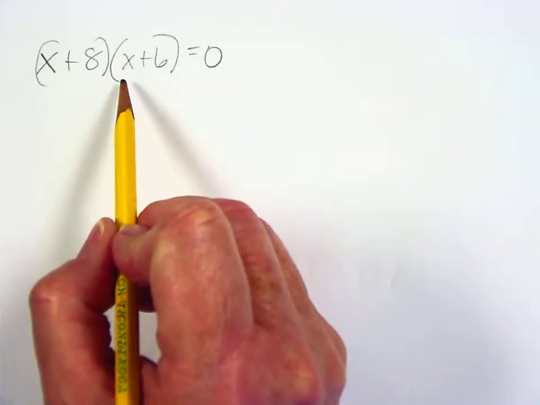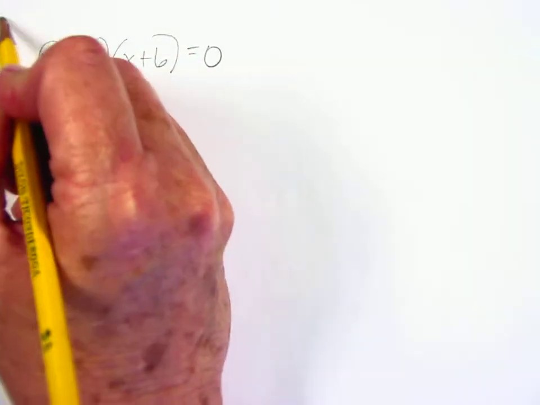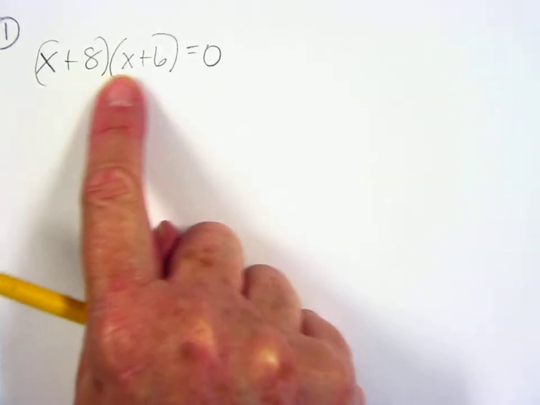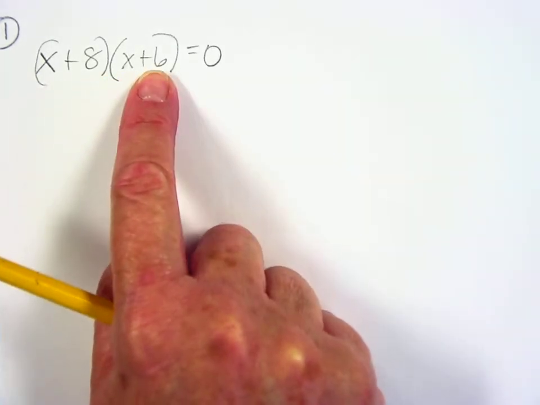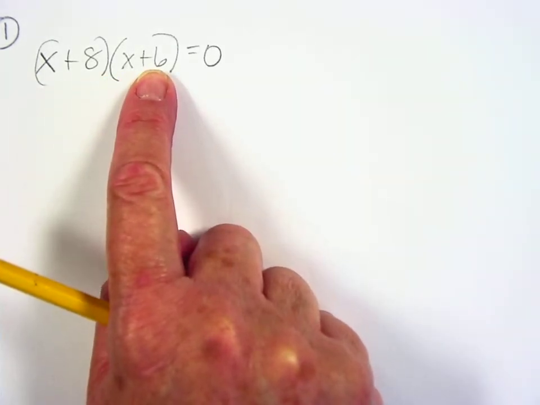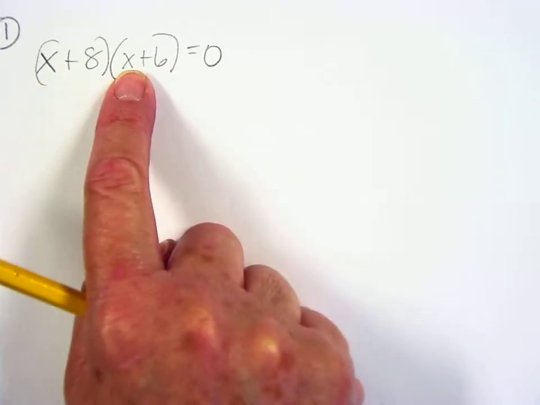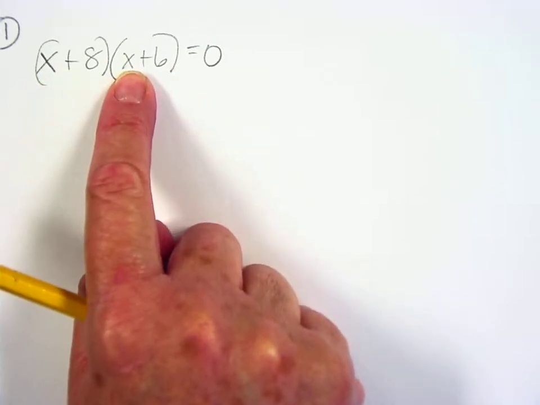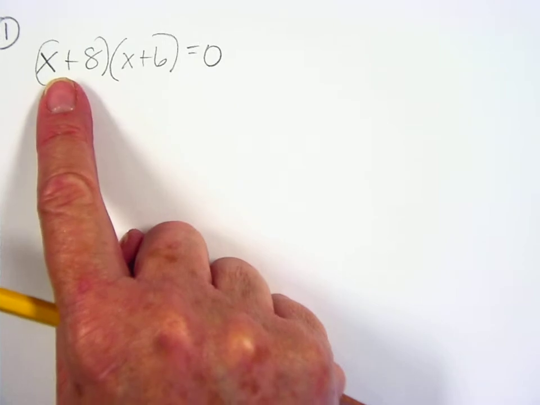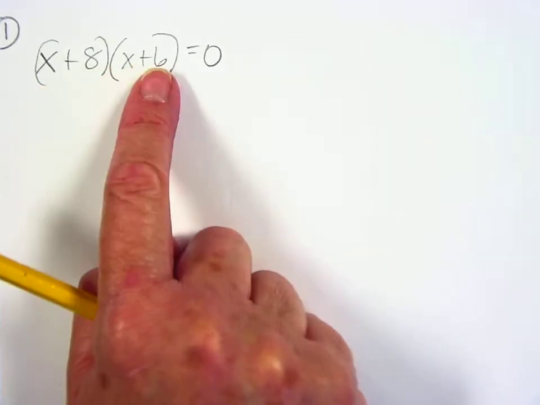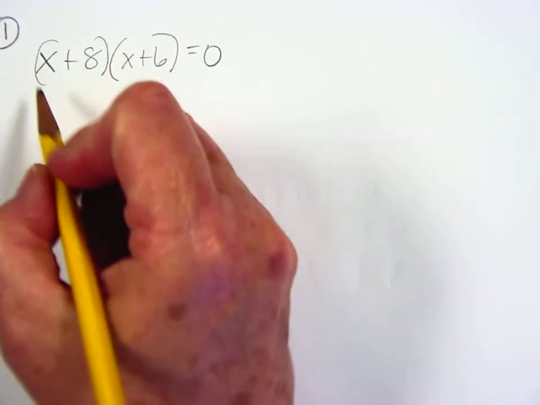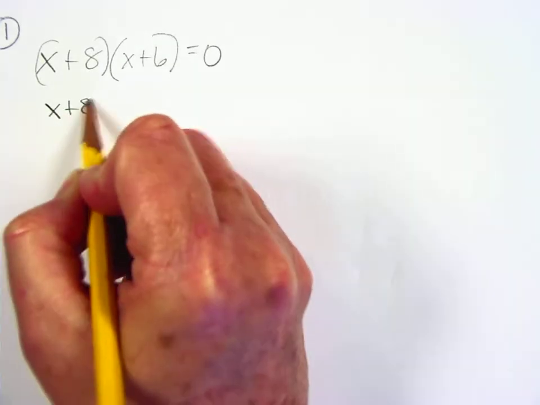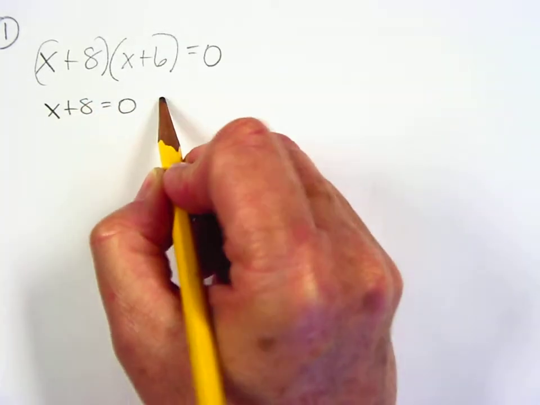Well, no, consider this a gift, because this first problem looks like this because it's already been factored for you. So if you look at your menu, you notice after it's factored, which this is, the next step says set each factor containing a variable equal to 0. That's the zero product property. So we're going to do this, and we're going to do this.